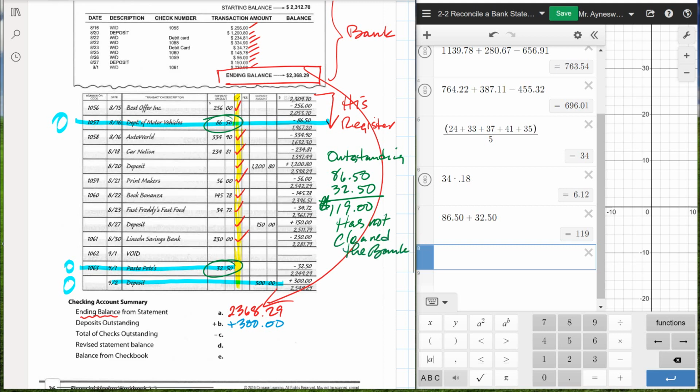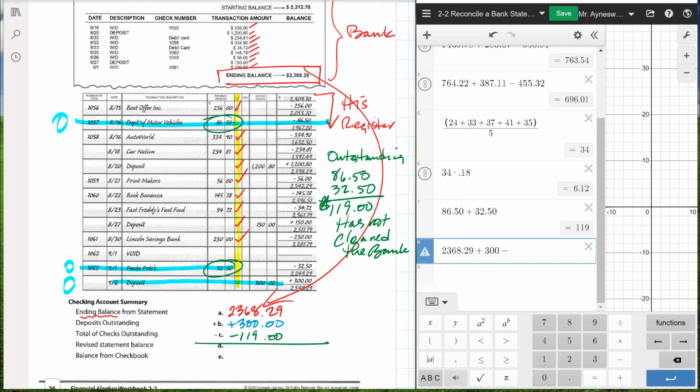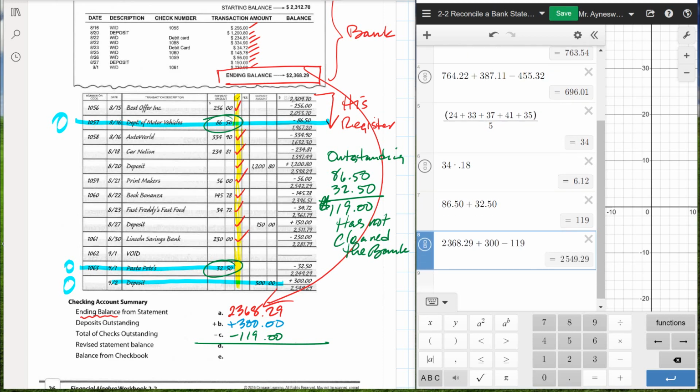Okay, I apologize for all the crazy sounds in the background. Since they have not cleared the bank, we have to subtract $119 here. So the question is, what's the revised bank statement? Let's calculate this. Let's enter in $2,368 and then 29 cents here, then let's add $300, and then let's subtract the outstanding checks of $119. And so I have a revised bank statement of $2,549.29.